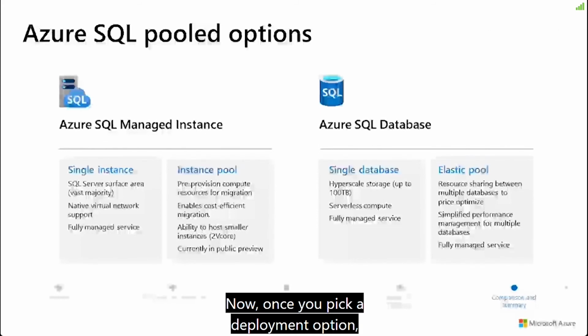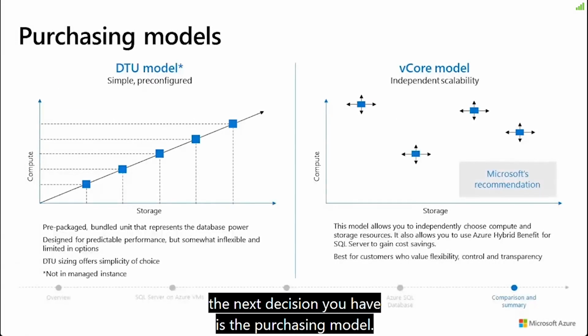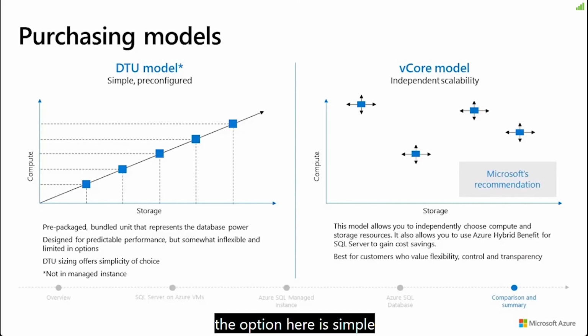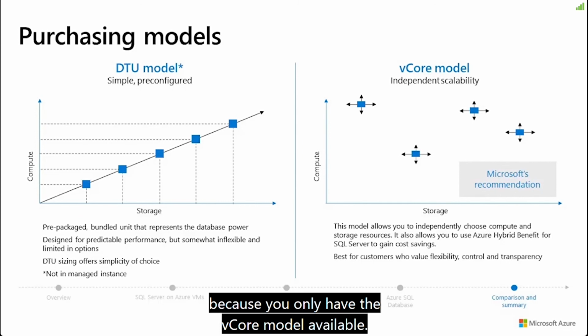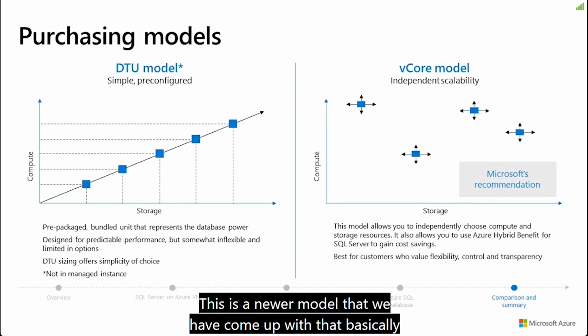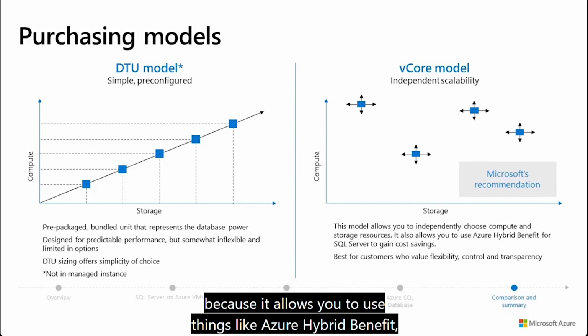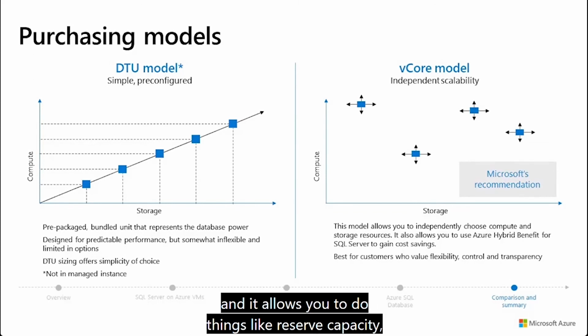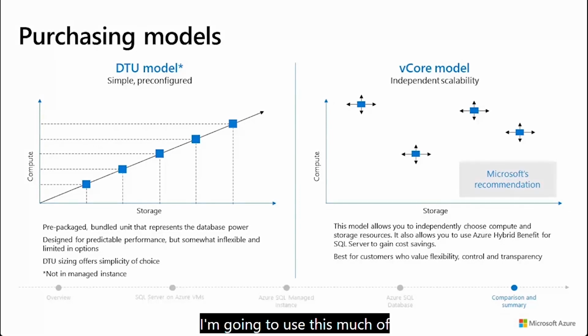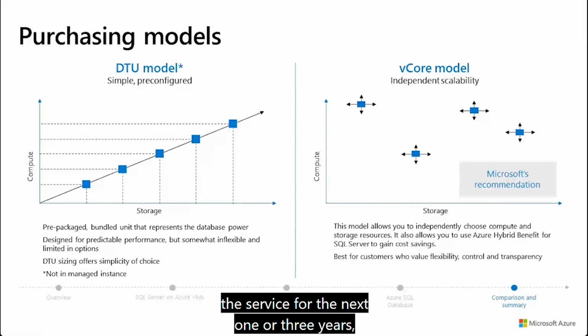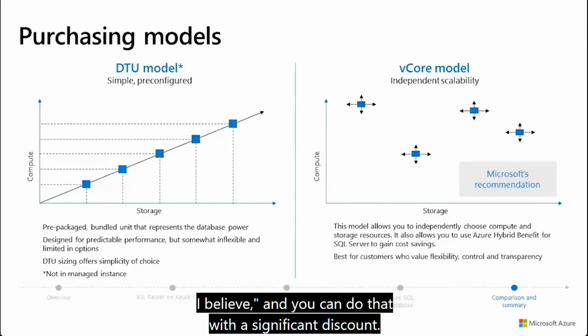Now, once you pick a deployment option, the next decision you have is the purchasing model. Now, if you go to Azure SQL Managed Instance, the option here is simple because you only have the vCore model available. This is a newer model that we have come up with that basically allows you to independently scale compute and storage. This is also Microsoft's recommended model because it allows you to use things like Azure Hybrid Benefit, so gaining cost savings if you have existing licenses, and it allows you to do things like reserve capacity, where this basically means you can say, hey, I'm going to use this much of the service for the next 1 or 3 years, I believe, and you can do that with a significant discount.